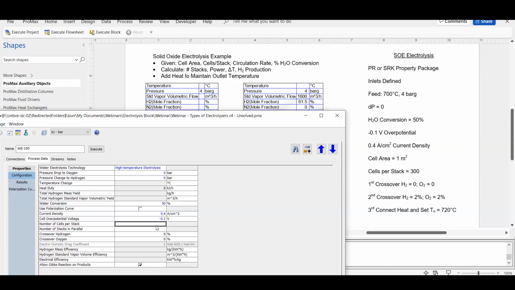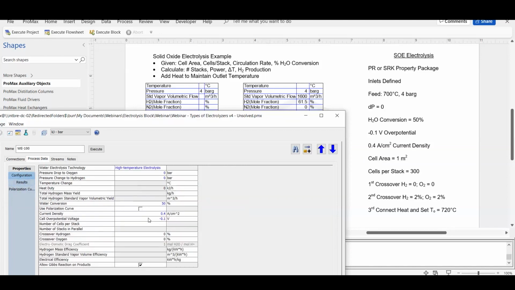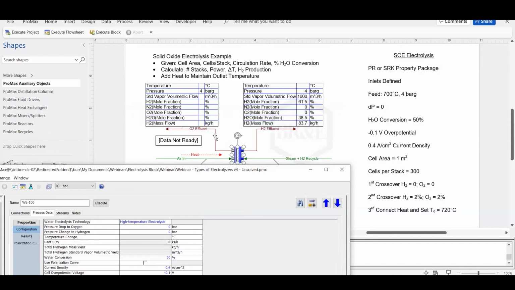And we have a cell area of 1 meter squared. In this case, we have 300 cells in this stack. And initially, we're going to look at the case where there's no crossover hydrogen. I think we're ready to, let's see, it feels like I'm missing something. I don't think it's going to, okay, it does.